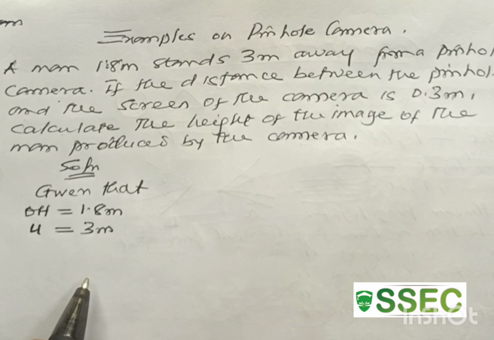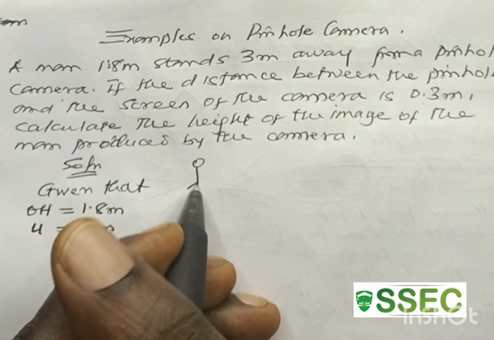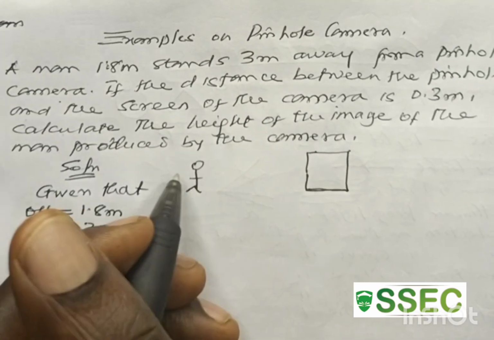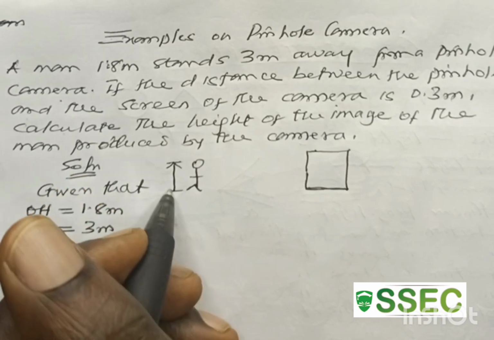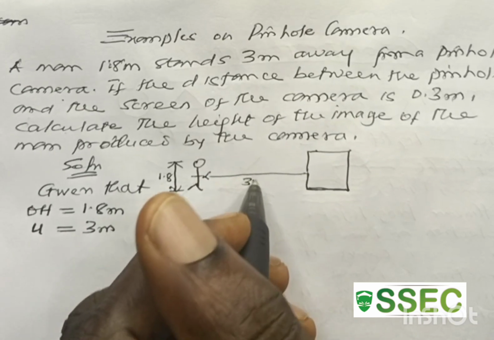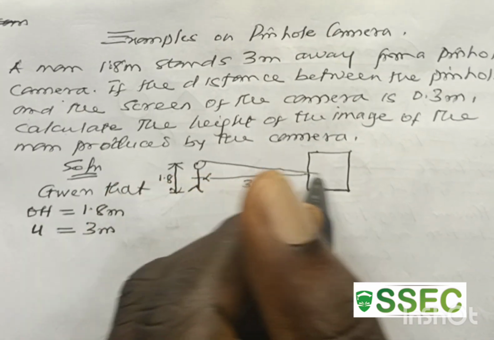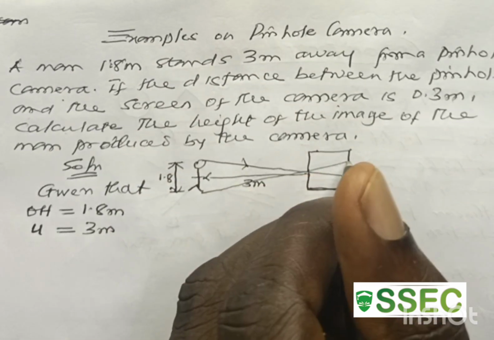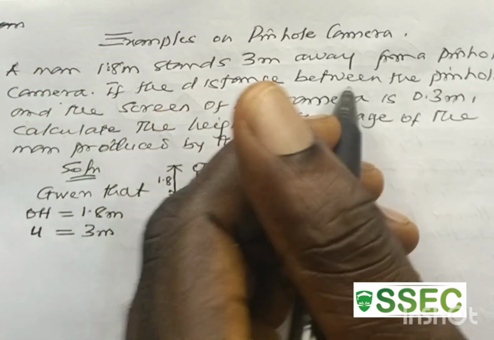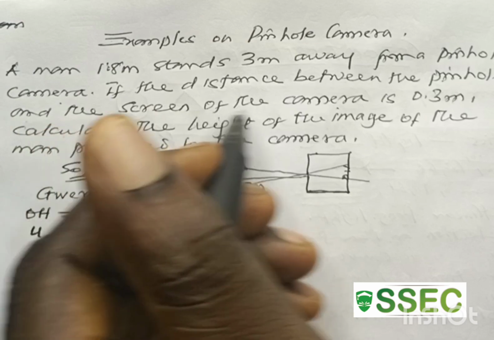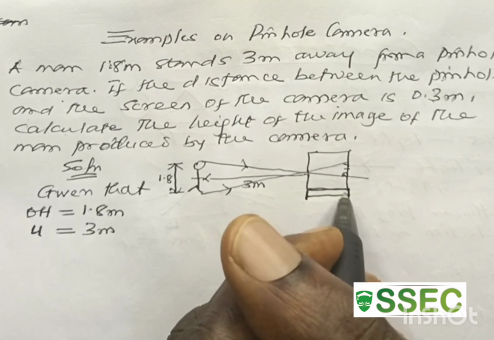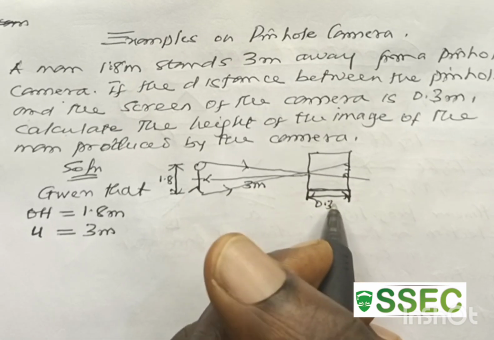If the distance between the pinhole, so we can have a diagram to represent what we are trying to solve, to have a mental picture of what the question is about. The height of the man is 1.8. The man is standing 3 meters away from the camera. So this is our ray, our second ray, inverted image. So if the distance between the pinhole and the screen of the camera is 0.3, the distance between the pinhole and the screen is 0.3 meters.